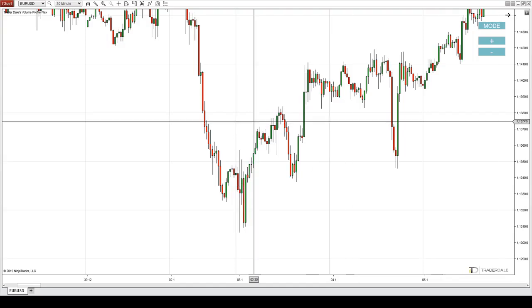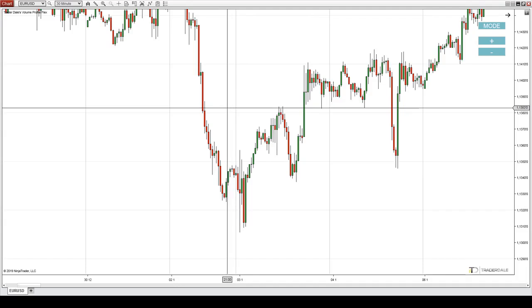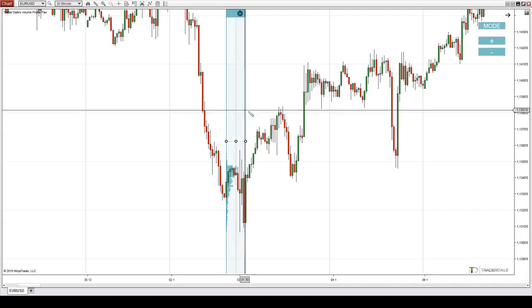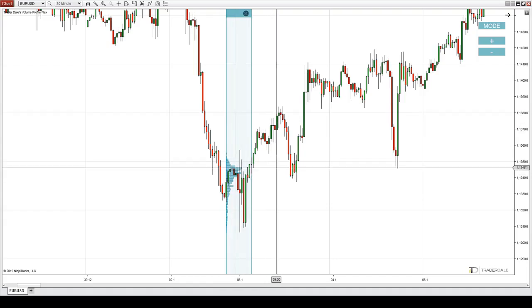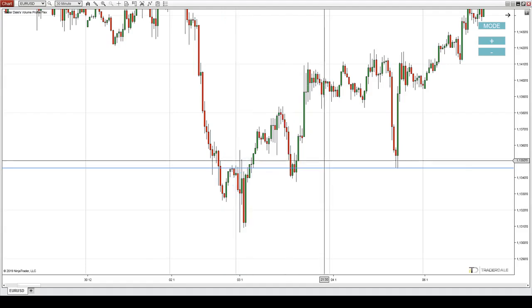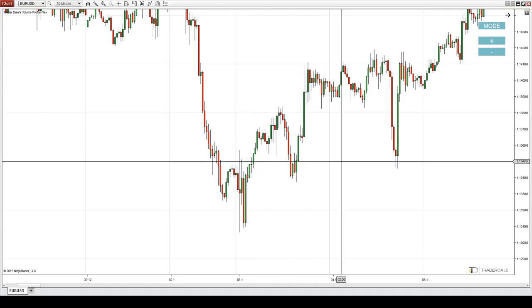So what we will do is draw the flexible profile over this area to see where the volumes were the heaviest. All right, it was in here. Heaviest volumes within the rotation were in here. So what we do is we wait for the price to return to this level, and from here you go long. All right. So let's move forward a bit.